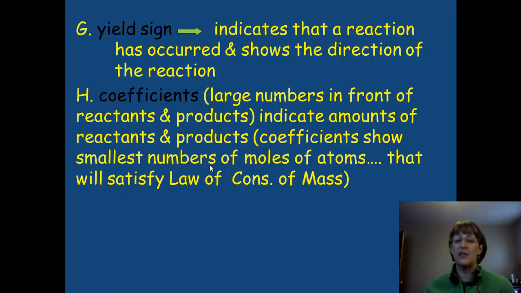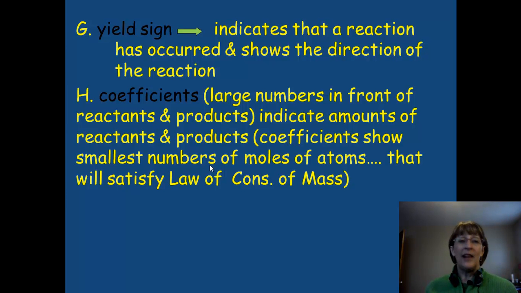Capital letter G, the yield sign. That's the arrow. It's called a yield sign. It indicates that a reaction has occurred, and it shows the direction of the reaction. At this point in your chemistry career, we're typically only seeing reactions going in one direction. We usually see the arrow pointed to the right. You may see a few later on where it'll show equilibrium. It can go back and forth, but we won't see a lot of those in the regular chemistry class.